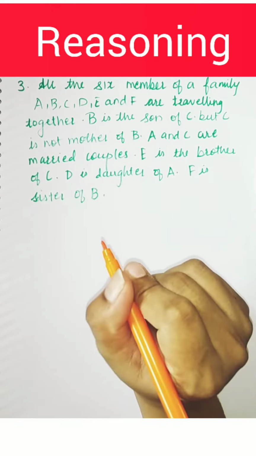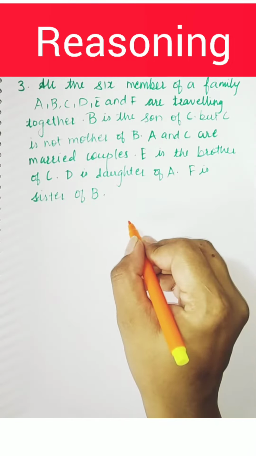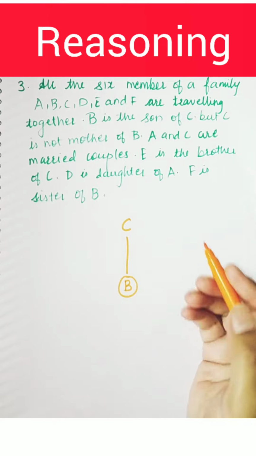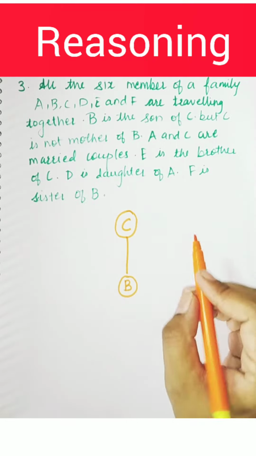I'm putting a circle for male and a square for female. So B is the son of C. They have given B is the son of C. So B, I'm putting a circle. But C is not a mother of B. C is not a mother, means he is a father, right?